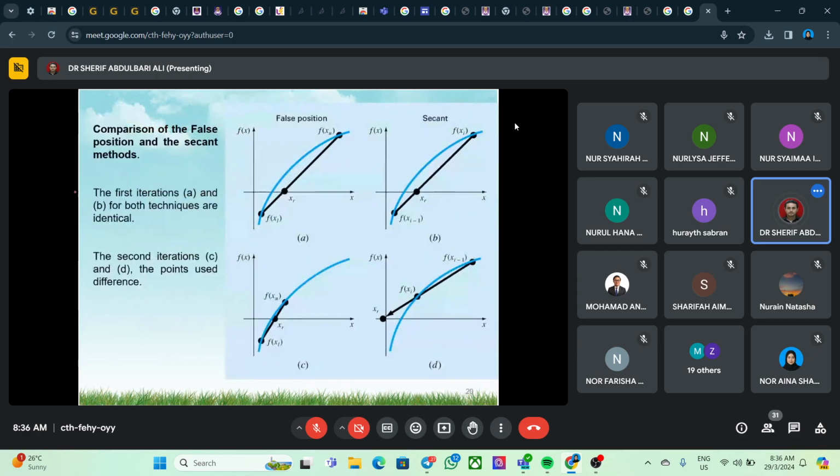Okay. Graphically, when we compare the two methods, at the first iteration, both methods are identical, exactly the same. But for the next iterations, you will find that the false position method must find the root, but the secant method could diverge from the root. So this is the difference. First iterations, both are technically identical, but in the second iterations the secant method could diverge from the root, while false position will find the root anyhow.